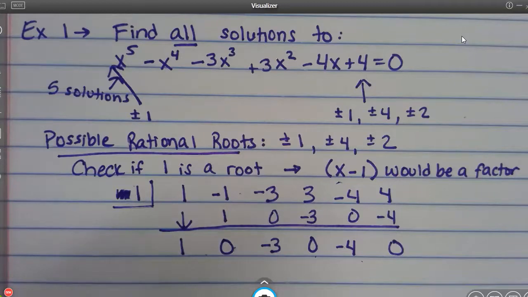So we end up with this. 0 is our remainder. That's awesome. That means 1 actually is a root. We lucked out. The first number we guessed actually worked.